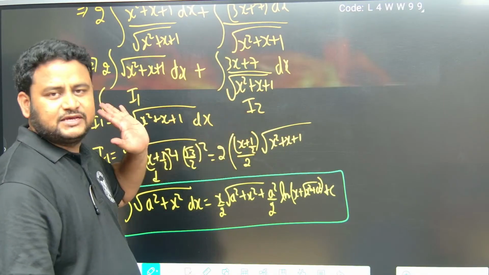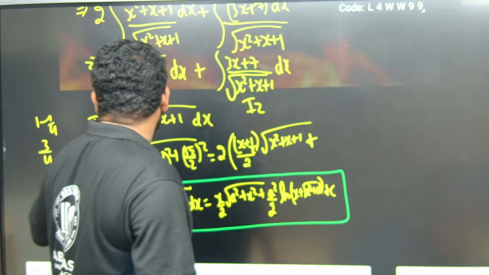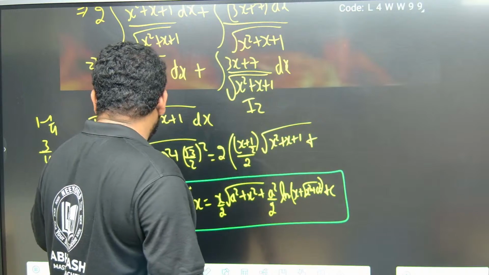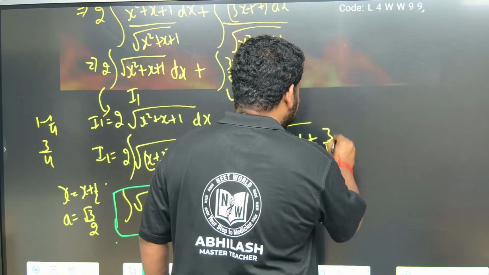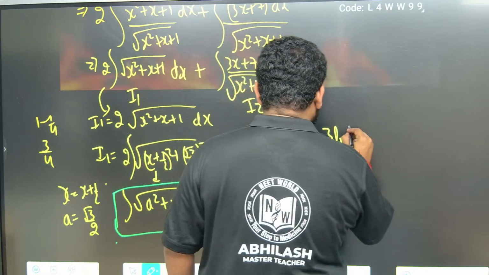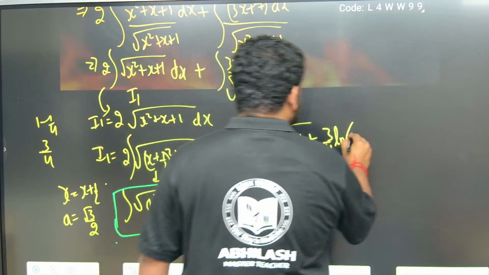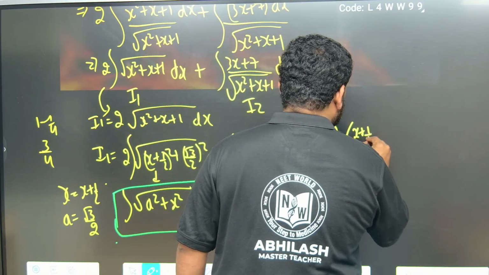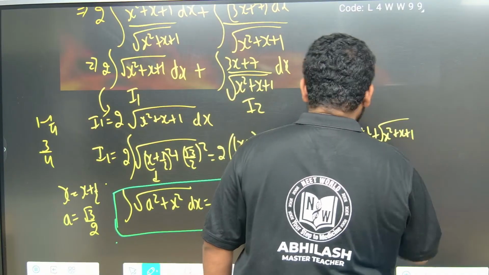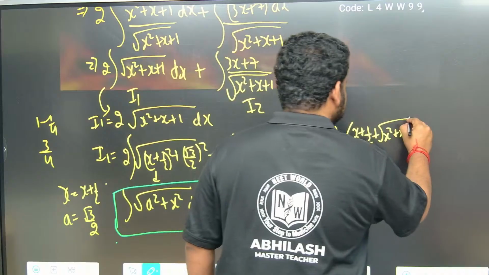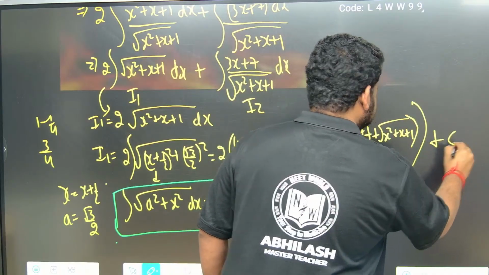So let me write the same thing as it is, plus a²/2. A is nothing but √3/2, so a²/2 will become 3/4 into log of x plus, where x is x + 1/2, plus the square root of x² + x + 1, plus c.